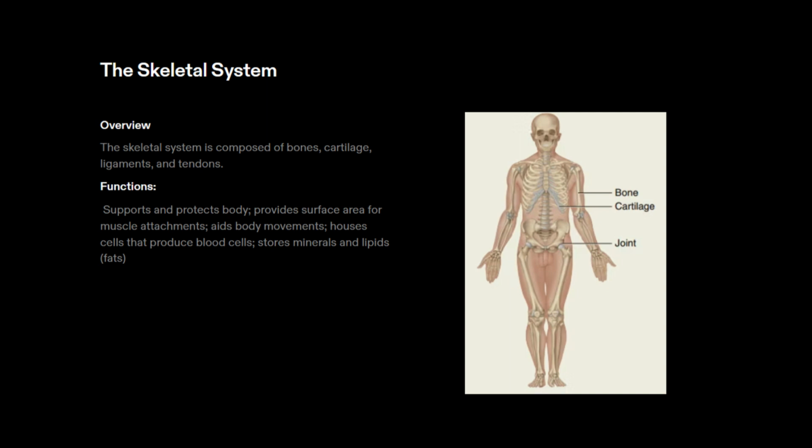The muscular system. Overview. The muscular system is responsible for the movement and stability of the human body. It is composed of over 600 muscles that work together to support posture, generate heat, and enable movement. Functions. Participates in body movements, such as walking, maintains posture, produces heat.